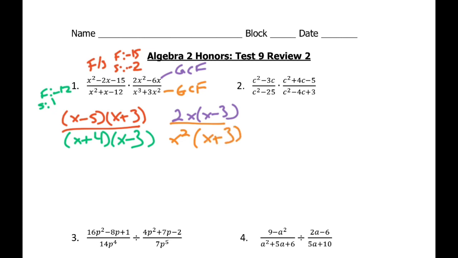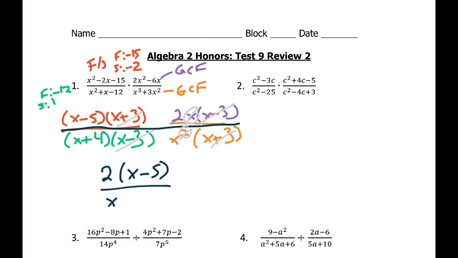Now, when you're multiplying fractions, you basically can make this one giant fraction. And then anything that's the same on the top and the bottom, you can cancel out. So I can cancel out, let's see, these x minus 3's, these x plus 3's, and then I can reduce these x's, this x, and one of these x's will cancel out. So I'm left on the top with a 2, x minus 5, over an x plus 4.